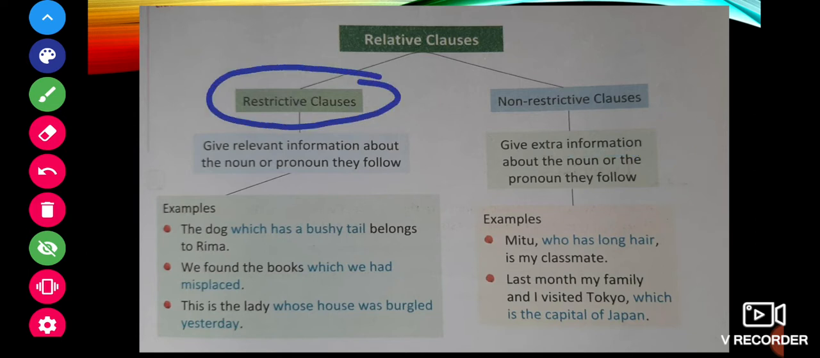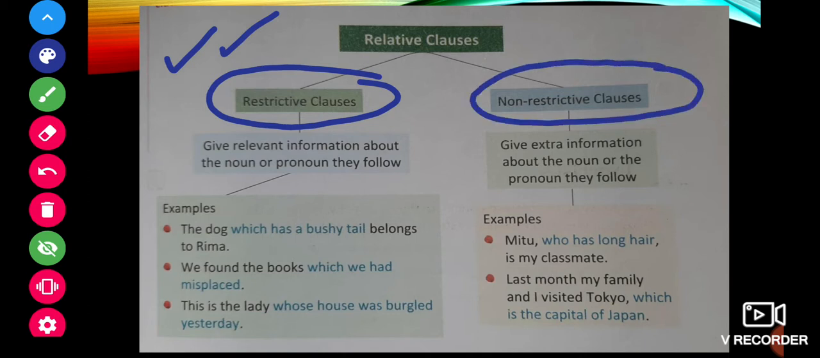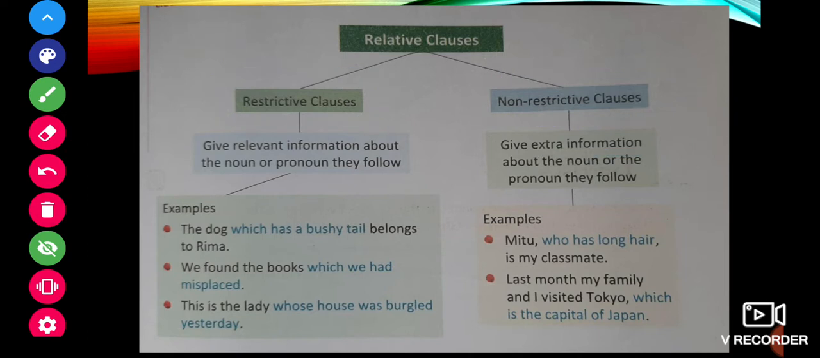So we can say that restrictive clauses give us important information which is important to understand the meaning of the sentence, but non-restrictive clauses give us some extra information which is not important to understand the meaning of the sentence. Let us look at the examples of restrictive clauses.